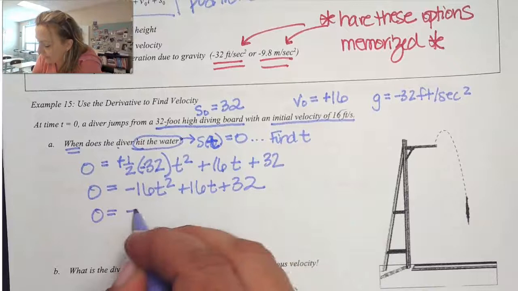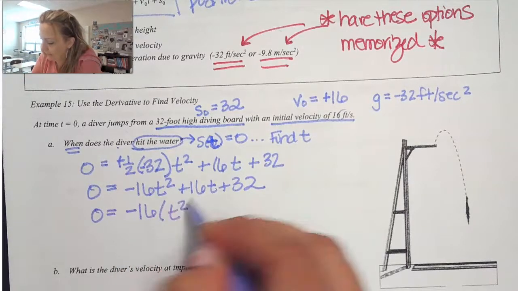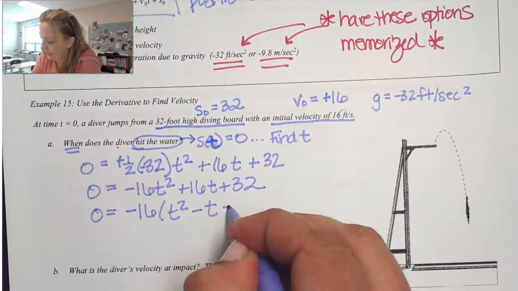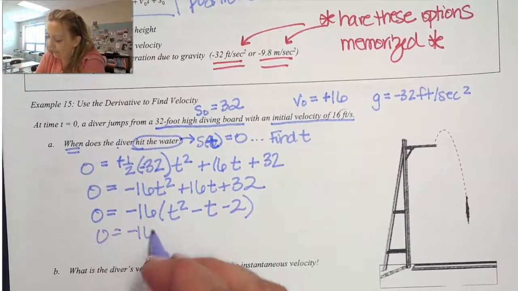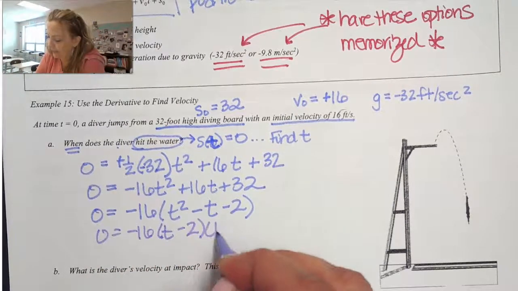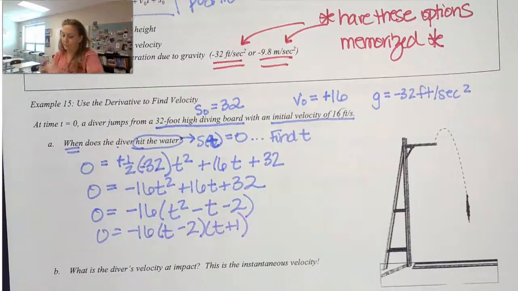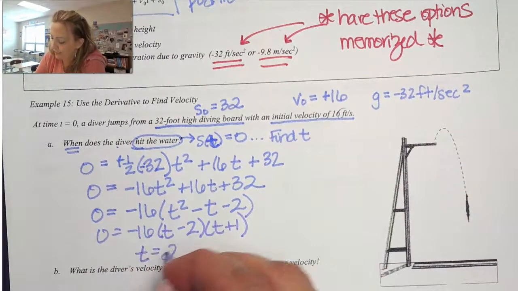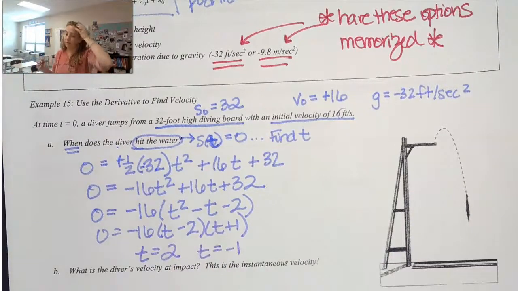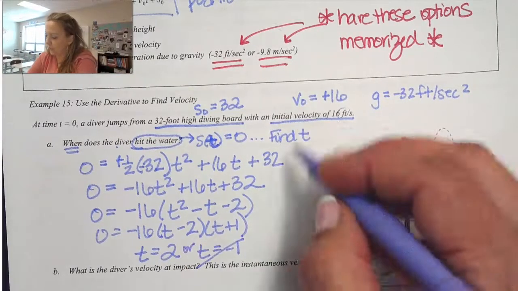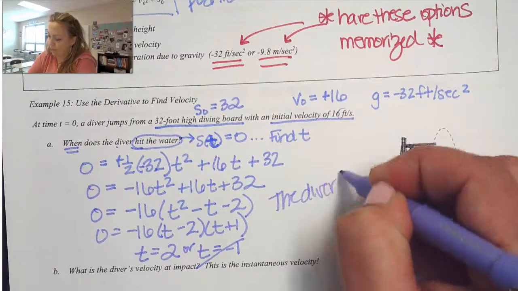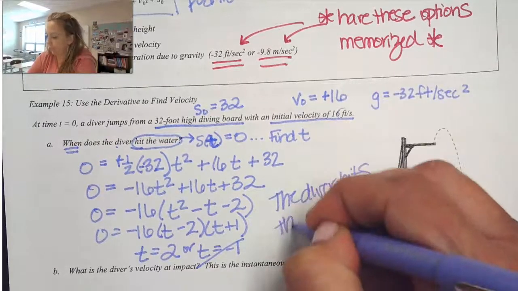I can factor out a negative 16, and that leaves me t squared minus t minus 2. And then I can continue factoring. This is nice and factorable. I love that. And we find that the solutions are that t is 2 or t is -1. Well, it's asking when the diver hits the water, and we can't have a negative time. So our answer will be that t equals 2. So the diver hits the water after 2 seconds.